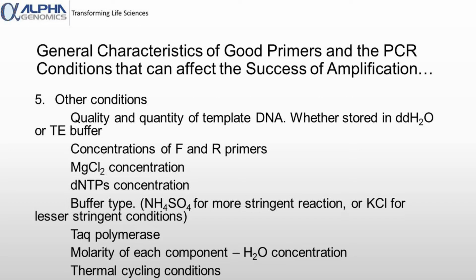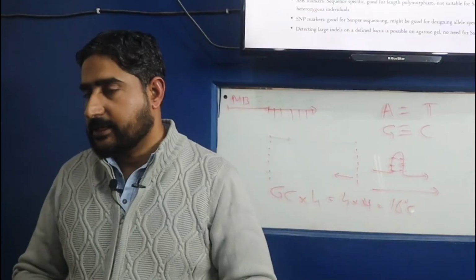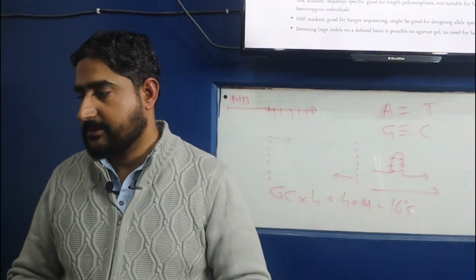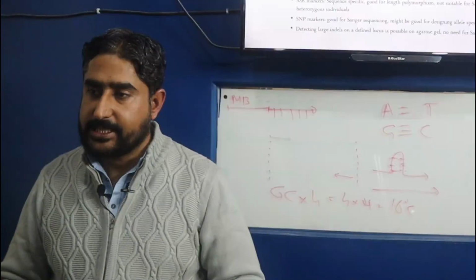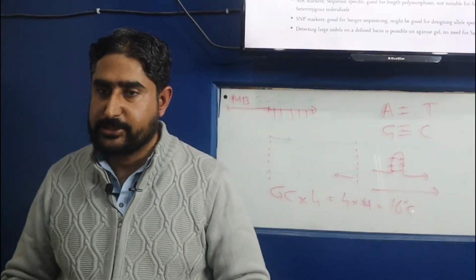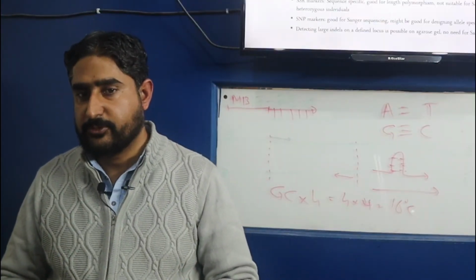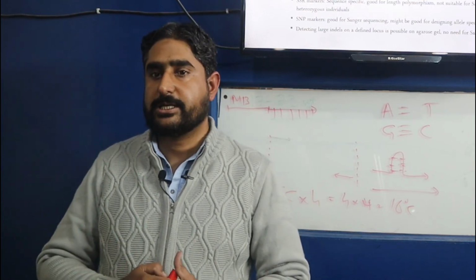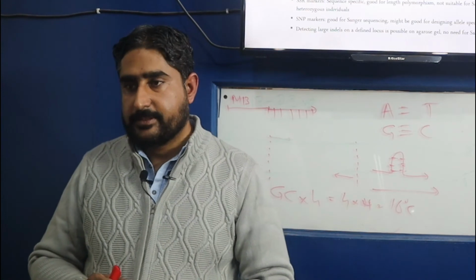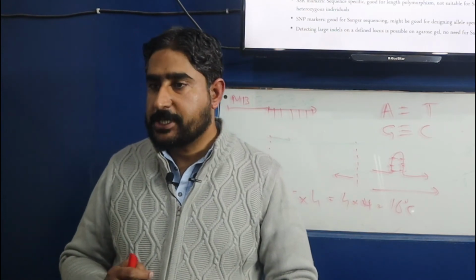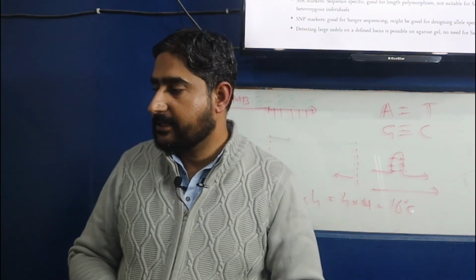There are some differences in the primers between different types of PCRs, for example conventional PCRs, real-time PCRs and next generation sequencing PCRs. For working on RNA molecules, like when we need to check the expression of certain molecules, depending upon the objective of your study, we need to design different primers.